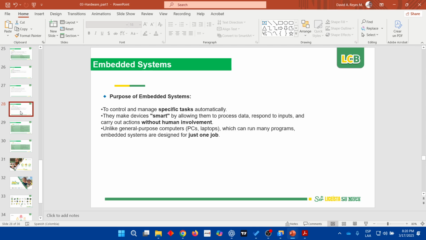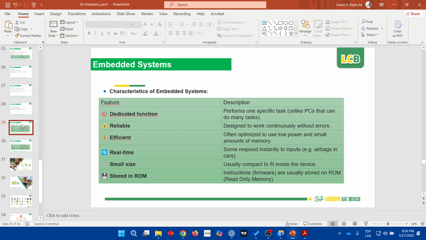Okay, the purpose of embedded systems is to control and manage specific tasks, as I told you. They make devices smart by allowing them to process data, respond to inputs, and carry out actions without human involvement. Okay, so this is what I already told you. And the characteristics of embedded systems: dedicated functions, reliable, efficient, real time, small size, stored in ROM.